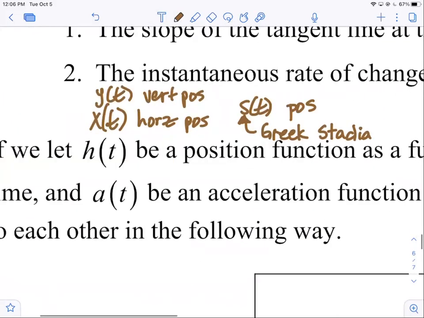But in this case, we're using h. h is another good value to use when you're talking about vertical position that's not up and down on the y-axis, but maybe out on the football field. You throw something into the air and you're measuring its position above ground. We call that the what? h for height. There you go.